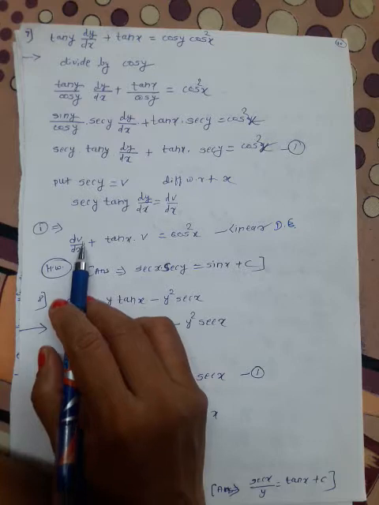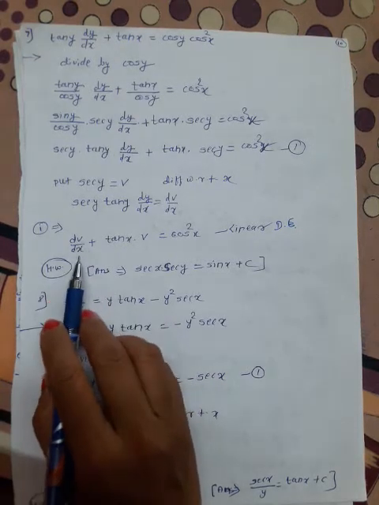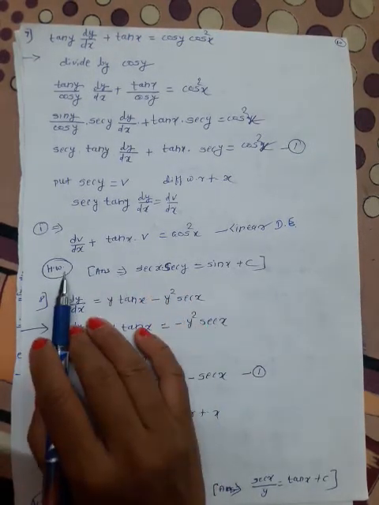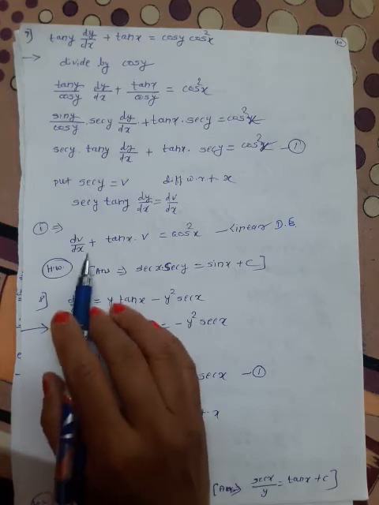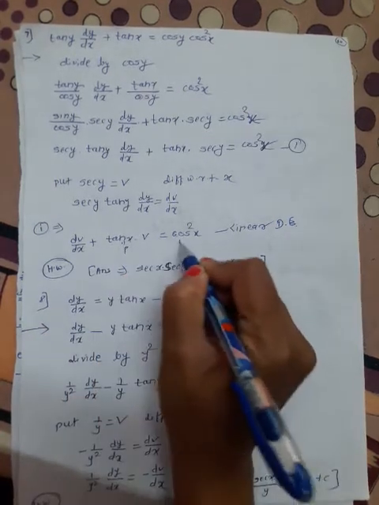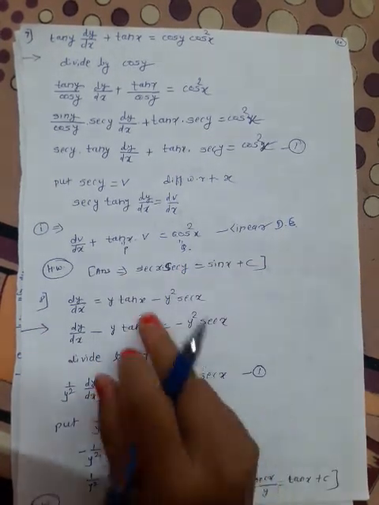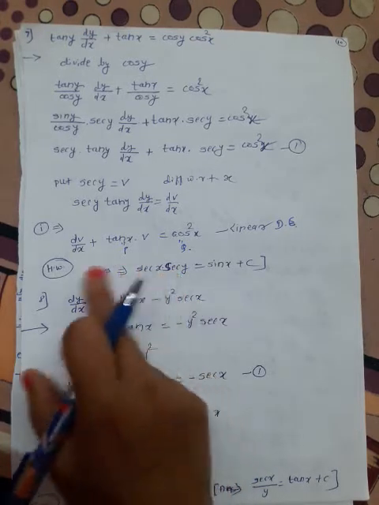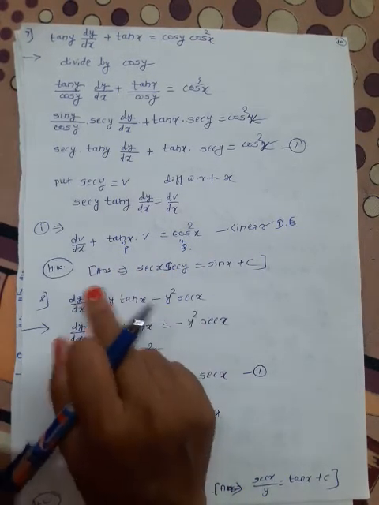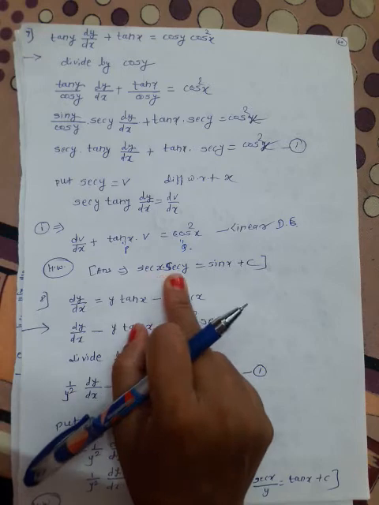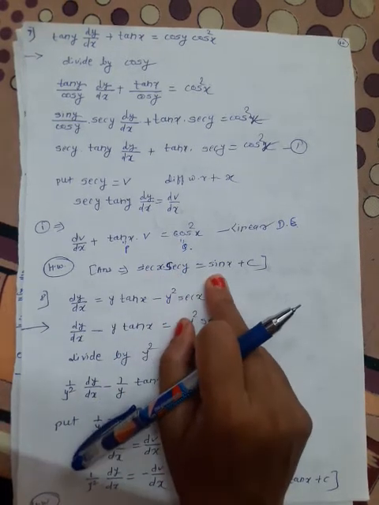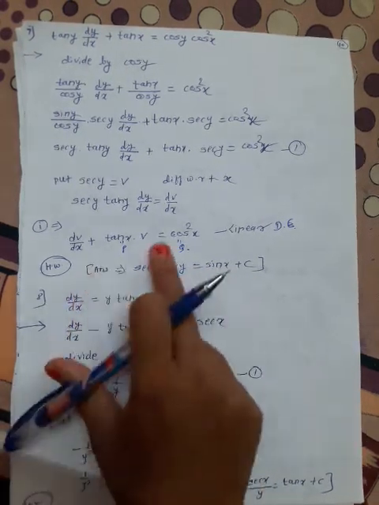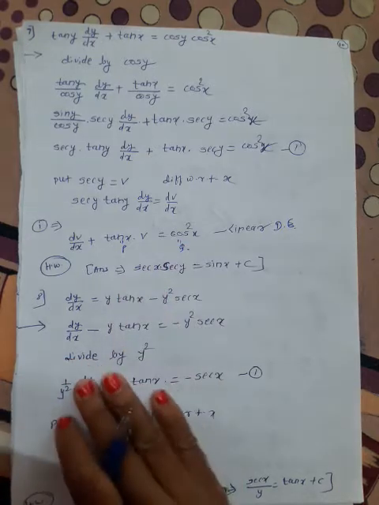Instead of y there is only v and x as it is, which is a homework for you. This is your p, this is your q, and solve the equation. Okay, find the integrating factor, and this is the answer. Sec y is equal to sin x plus c is the answer. This is the homework for you.